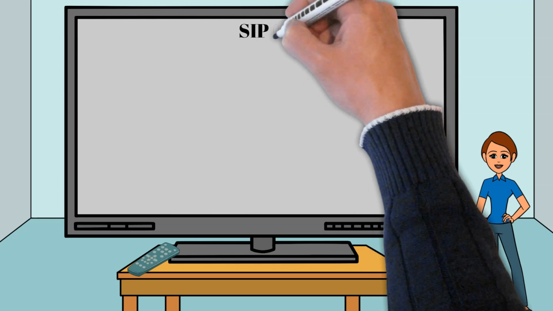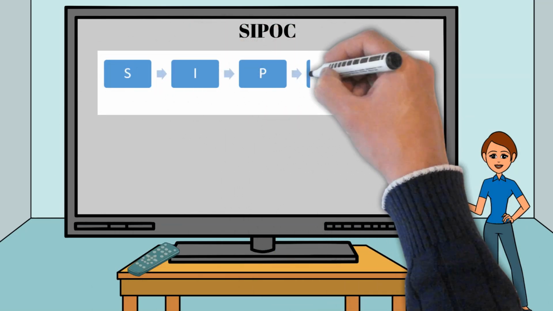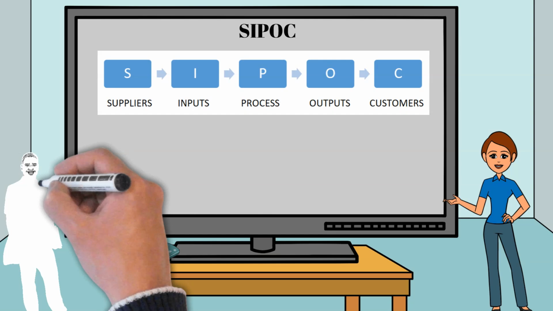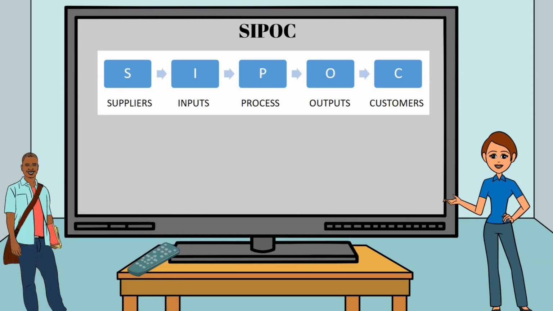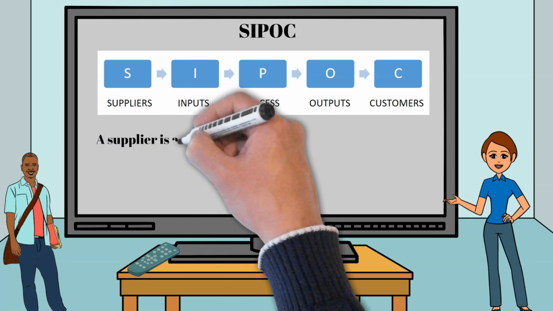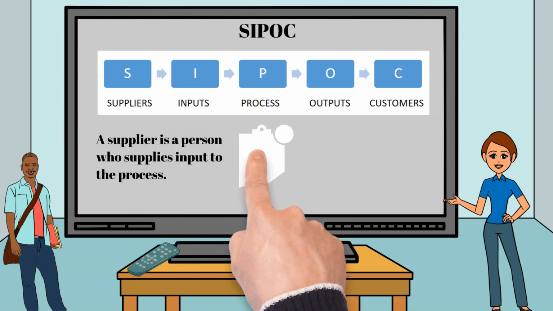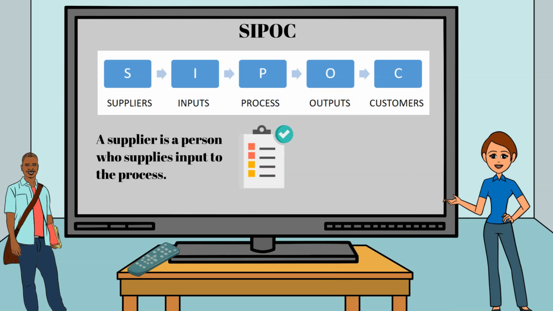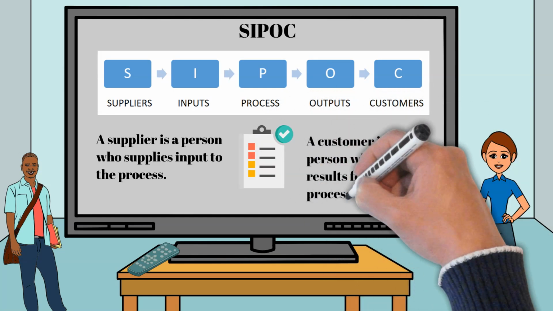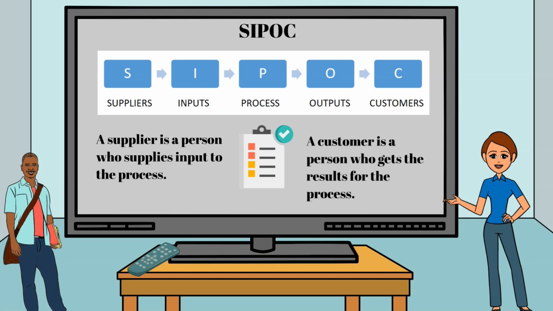The acronym SIPOC stands for Suppliers, Inputs, Process, Outputs, and Customers. A SIPOC is a tool that summarizes the inputs and outputs of one or more processes in a table form. I need to clarify the definitions. A supplier in this framework means a person who supplies the inputs to the process. The customer is a person who gets the results of the process, and it doesn't necessarily mean the end consumer of the product or service that the business provides.